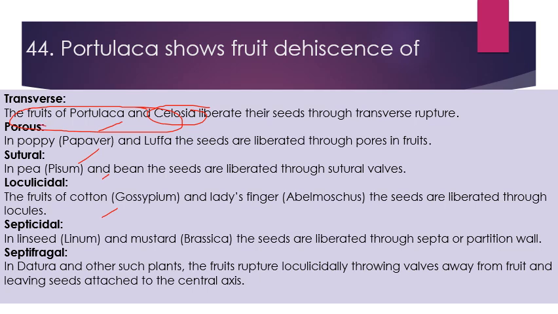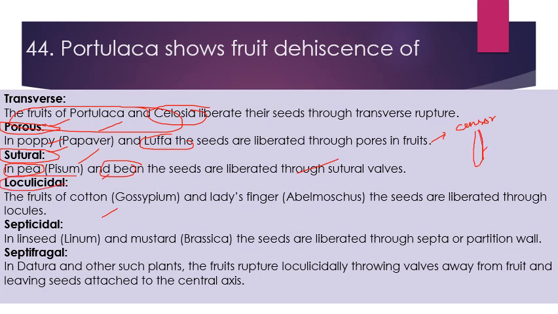The next we have porous type of seed dispersal. Here it occurs in case of poppy, that is Papaver somniferum, and Luffa. Here seeds are liberated through pores in fruits. This mechanism of seed dispersal is also known as censer mechanism. Next is sutural type of seed dispersal. It occurs in case of pea, that is Pisum sativum, and other beans. The seeds are liberated through sutural valves. Suture के through ये जो suture है वो break होता है और seed disperse होते हैं.